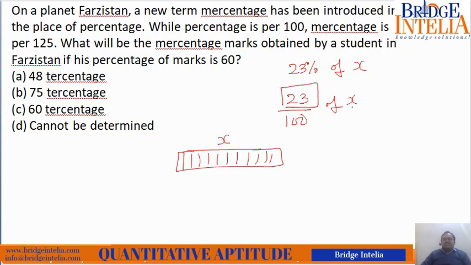So on a distinct planet Farjistan, instead of basing their calculation on 100, you can say that they think in terms of percentage. That means they first divide this thing into 125 parts, and then they will tell you out of 125 parts, how many parts have you picked. So the question is, something which appears to be 60% on Earth will be equivalent to how many percentage or percentage on that planet?